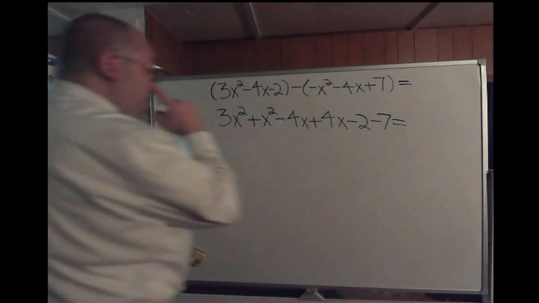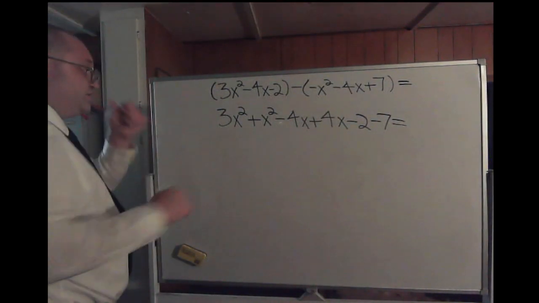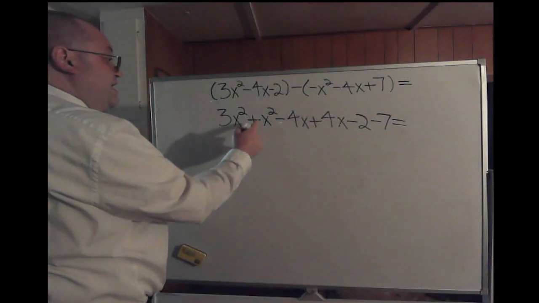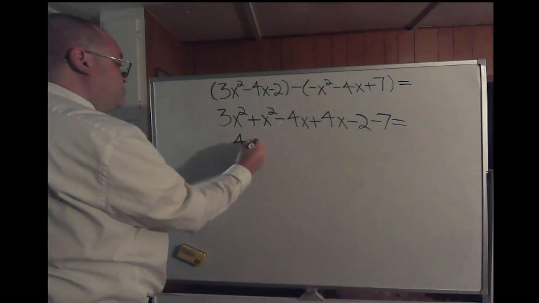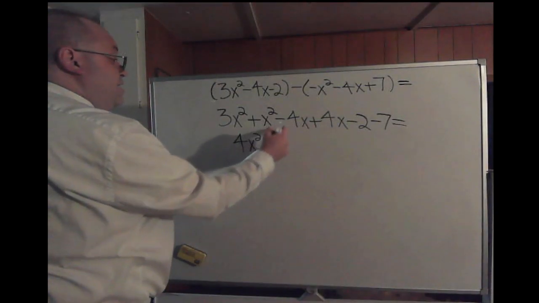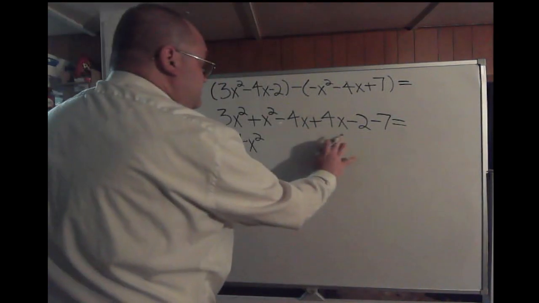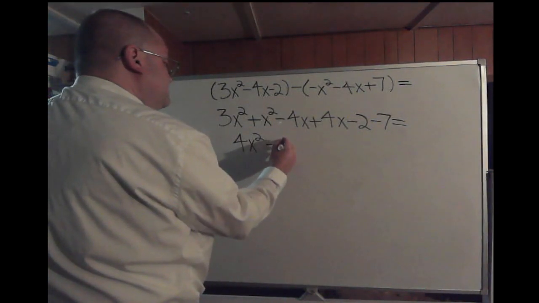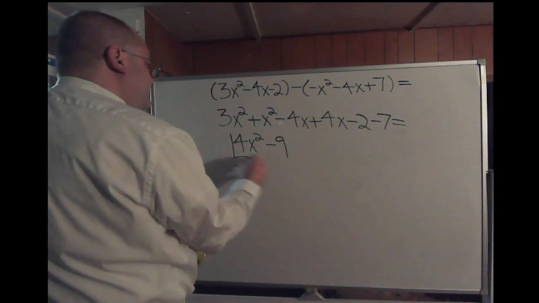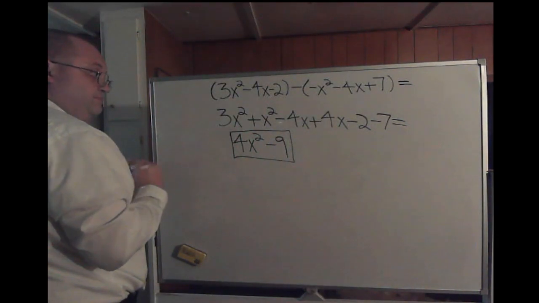So now we can go through, since we've collected the like terms together, we can simplify this. So 3x squared plus x squared, add the coefficients, 3 plus 1, you'll get 4x squared. Now minus 4x plus 4x, that's 0. Bye-bye to the x to the first. Now you just have minus 2 minus 7, that'd be minus 9. So the answer you should get for this would be 4x squared minus 9.